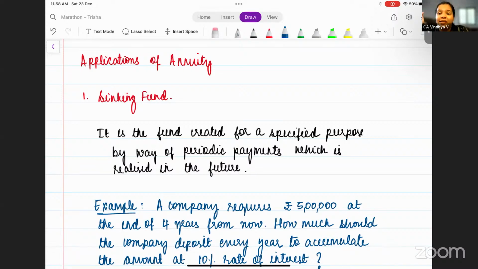Next, you have applications of annuity. There are 3 applications of annuity: sinking fund, capital expenditure, and leasing. What is a sinking fund? A sinking fund is a fund which is created for a specific purpose. Periodic payments are made to the fund. The fund is for a specific purpose, right? So in the future, the money is withdrawn from the fund and used for that purpose.